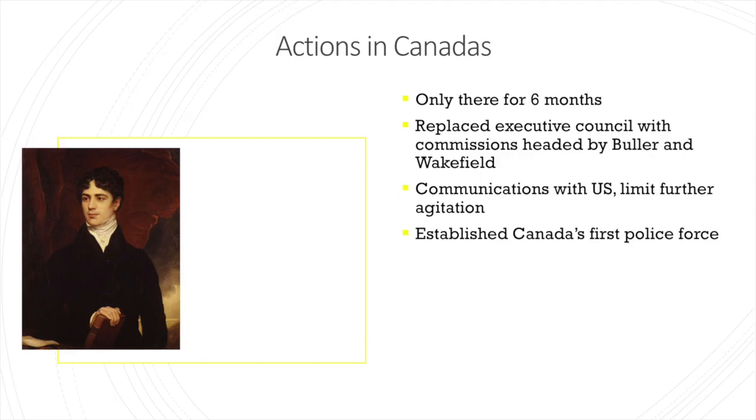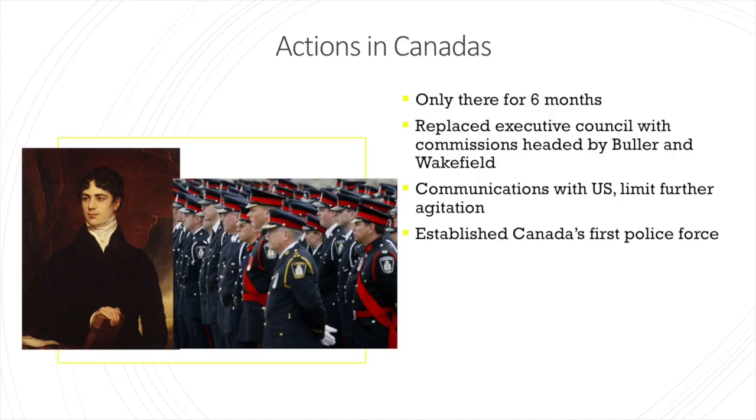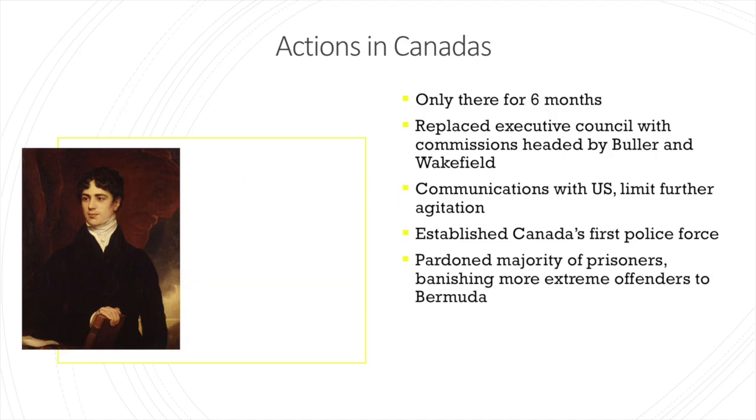Now, what Durham also did was he established Canada's first police force. So this laid the foundation for more order and stability in the area. He also pardoned the majority of the political prisoners that were arrested after the Upper Canada Revolt. But he sent the most extreme offenders, or the most guilty, to Bermuda.